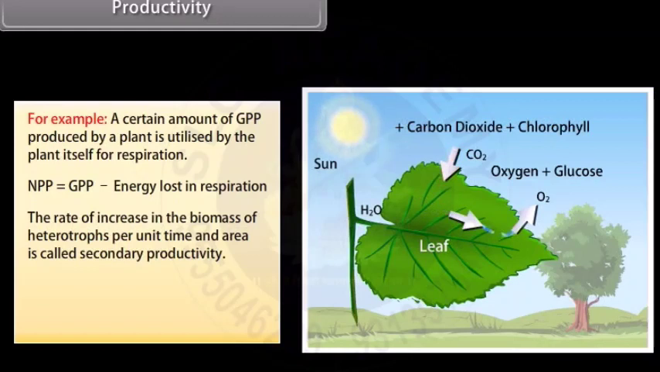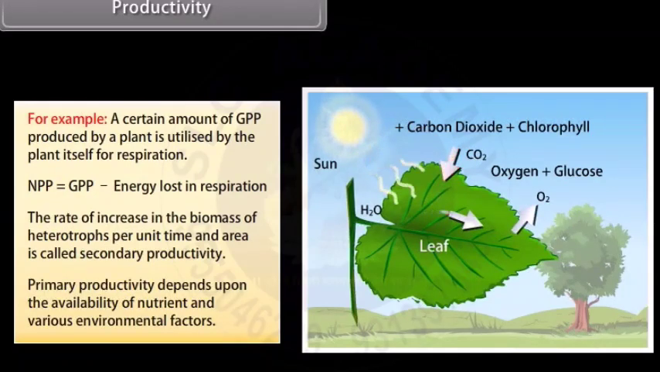The rate of increase in the biomass of heterotrophs per unit time and area is called secondary productivity. Primary productivity depends upon the availability of nutrients and various environmental factors.